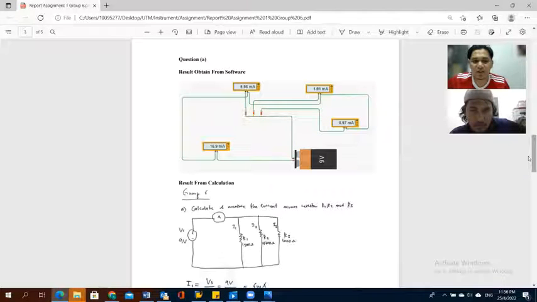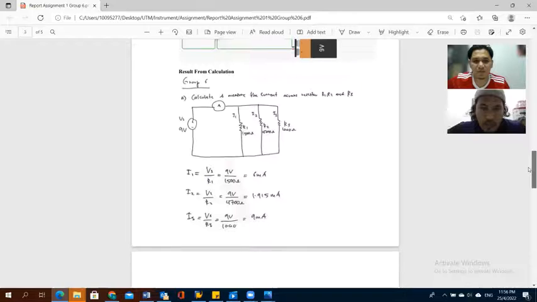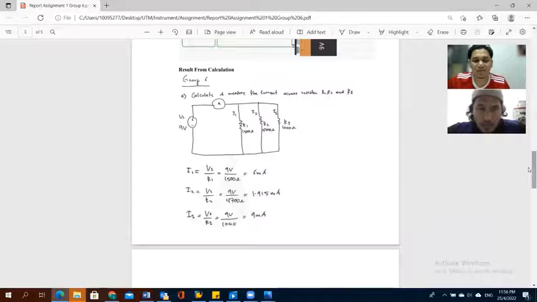So for the result and calculation, I will pass to my partner to explain further. Okay, thank you very much to my partner. Now I want to explain about the manual calculation.